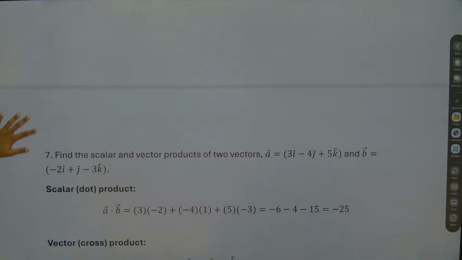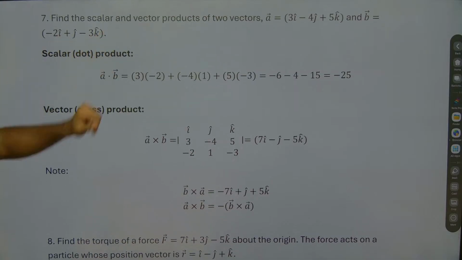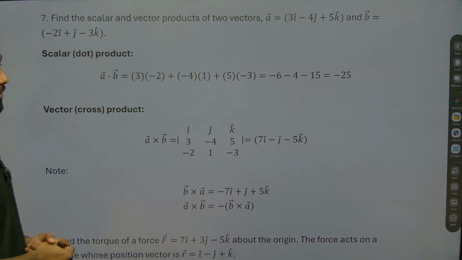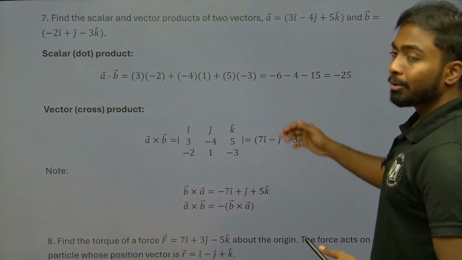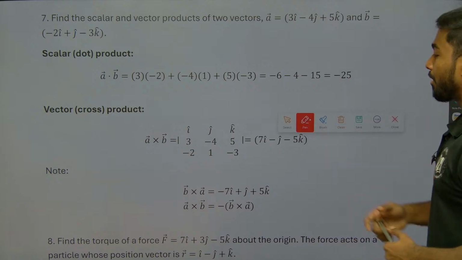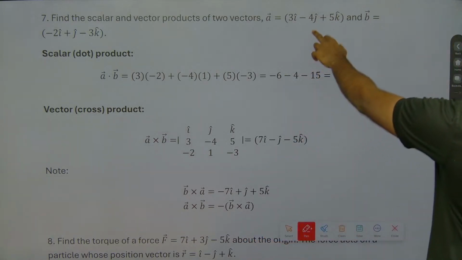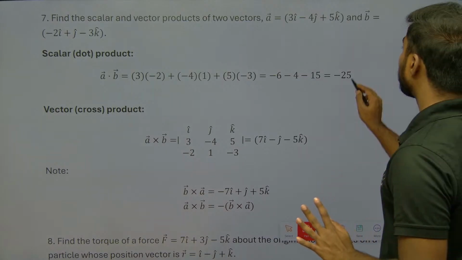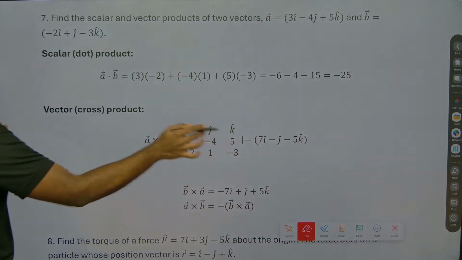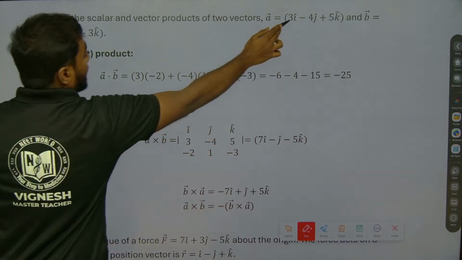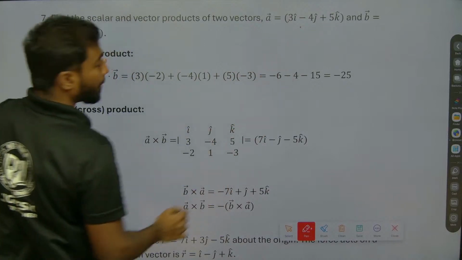And the next question: find the scalar and vector product of A and B that they have given. The scalar product is nothing but the dot product, and the vector product is the cross product. So A is 3i minus 4j plus 5k. When I take the dot product, that is the scalar product, we should multiply i cap with i cap, j cap with j cap, and k cap with k cap.